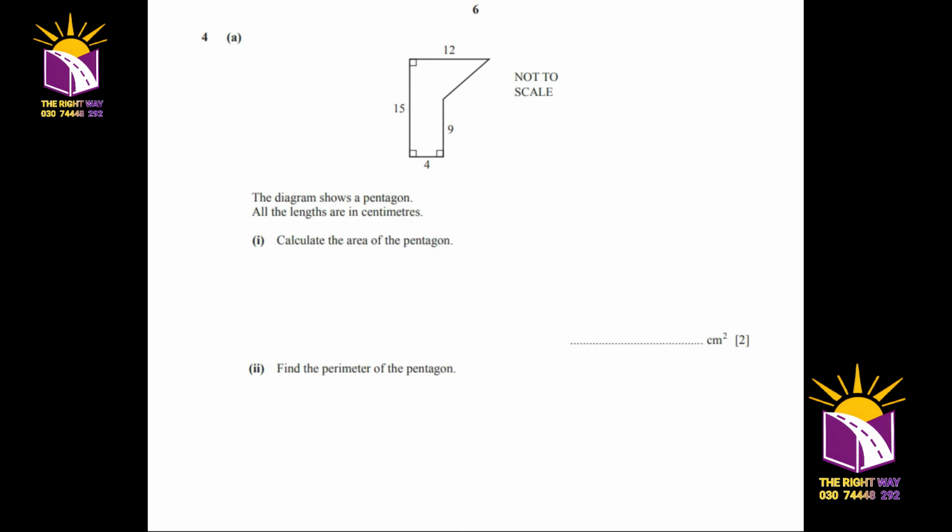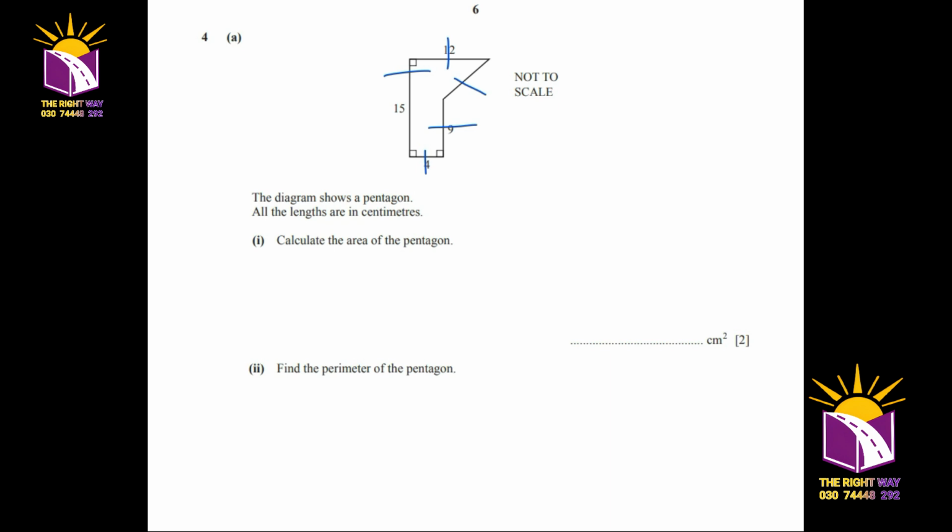Question number 4. The diagram shows a pentagon. This is a pentagon containing 5 sides: side 1, side 2, side 3, side 4 and side 5. All lengths are in centimeters. The given lengths 15, 12, 9 and 4 are in centimeters. Calculate the area of the pentagon.